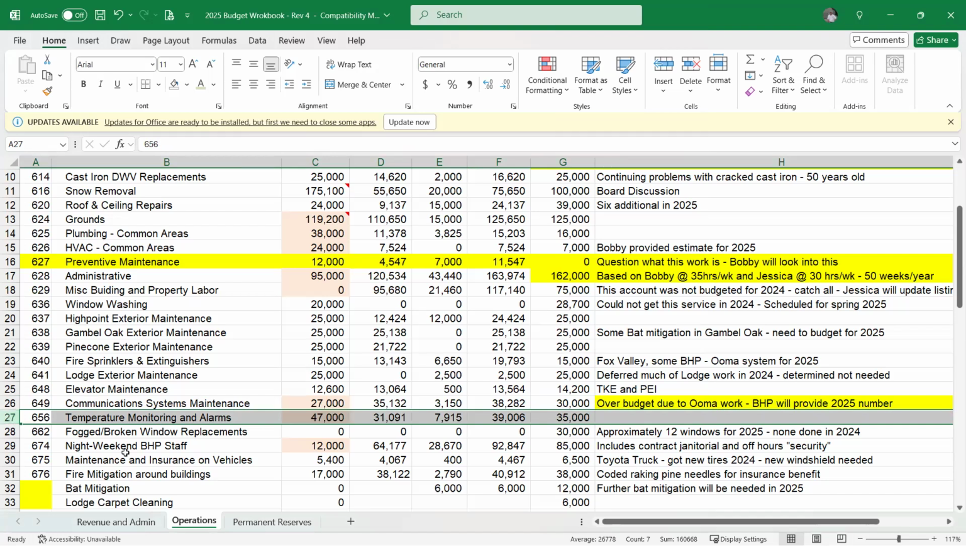I have a question about that. Is that just the equipment that supports those systems, or does that count for going in an owner's unit when there's an alarm, because that should be billed to the owner? Yeah, that's billed to owners. So this is just the HOA equipment that is supporting the temperature alarms.